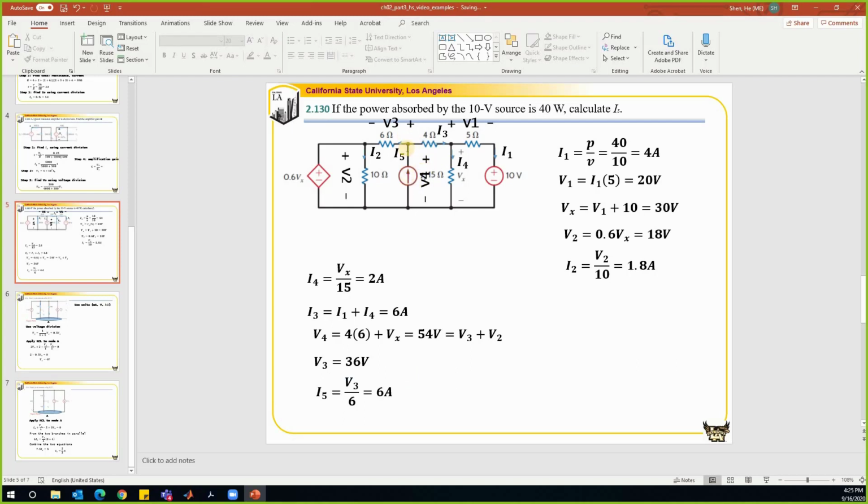So we have one current source, IS, which is what I'm looking for. The current going into the node is equal to the current leaving the node. So we can find IS by using KCL, which is equal to I3 plus I5. I5 is 6, I3 is 6, so in total that is 12 amp.